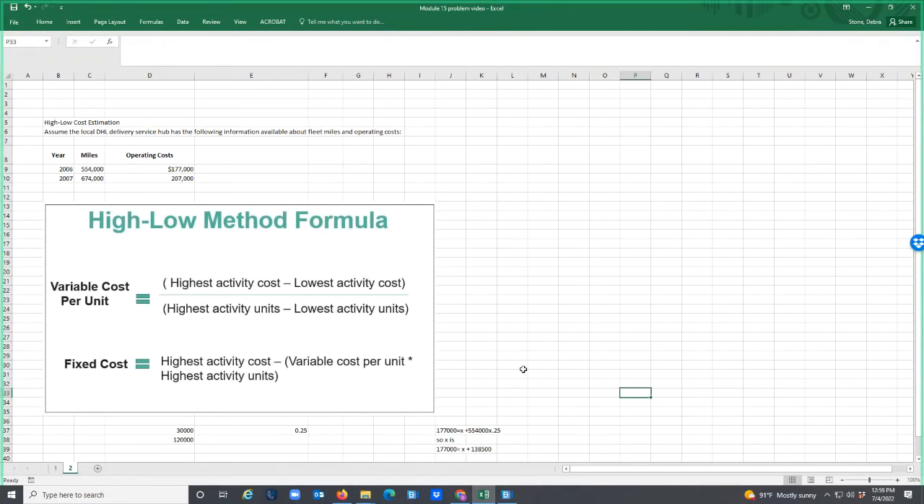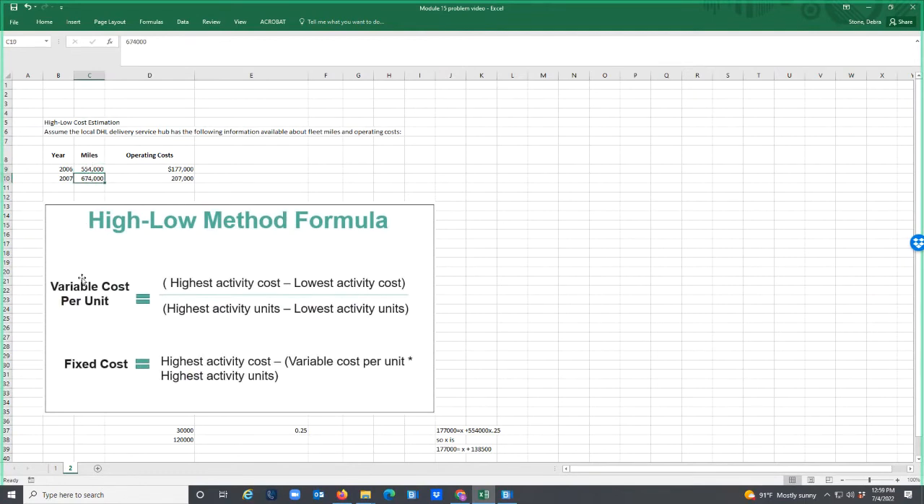Now, what we're doing here is the high-low point. What I want you to know is this is basically low. That's what it is. So always choose. Now, in this problem, we only have two.